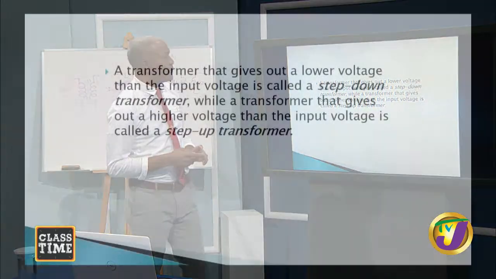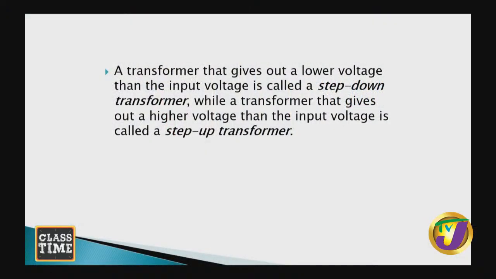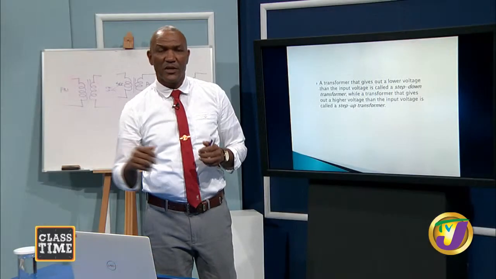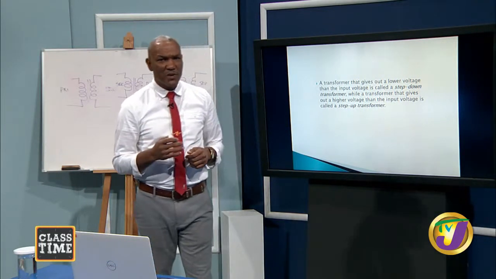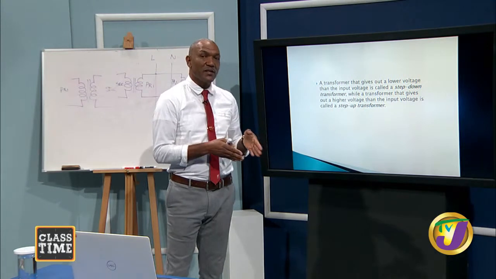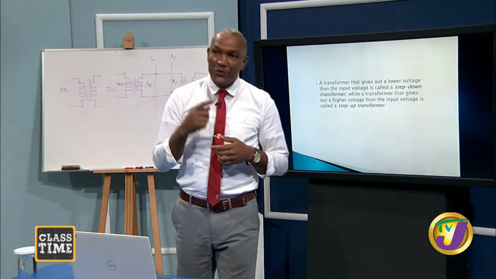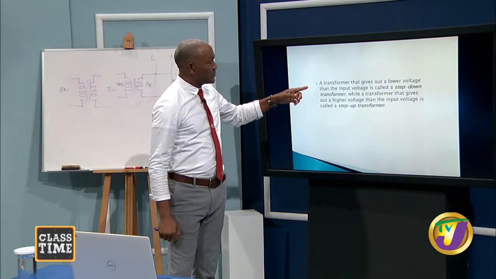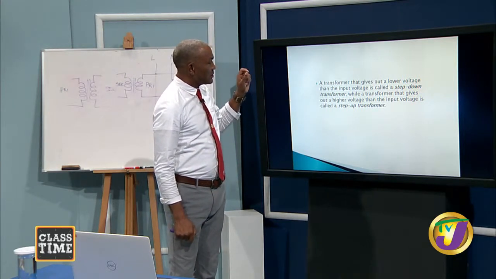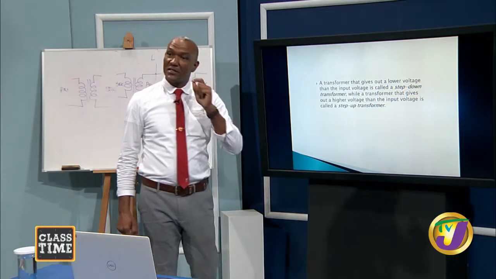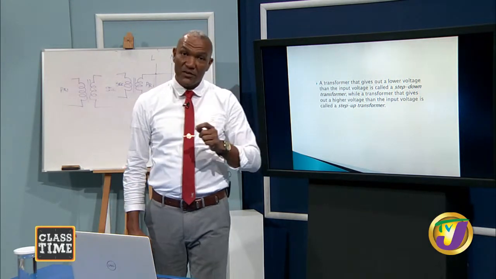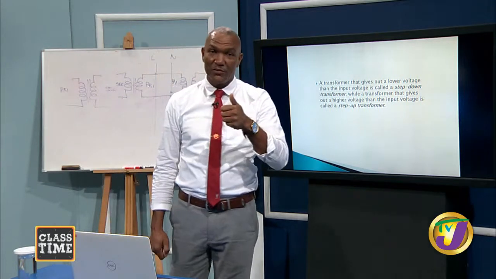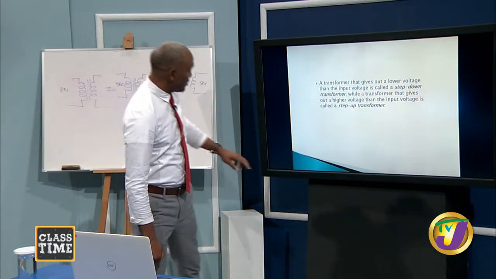A transformer that gives out a lower voltage than the input is called a step-down transformer. At the beginning, I said students will write in the lesson that a transformer is a device that steps up or steps down voltage, full stop. Yes, they are correct to some extent, but bear in mind it also does that with current, and it does it at a constant frequency. A transformer that gives out a lower voltage than the input voltage is called a step-down transformer. A transformer that gives out a higher voltage than the input voltage is called a step-up transformer.